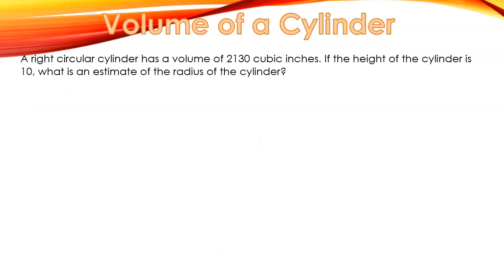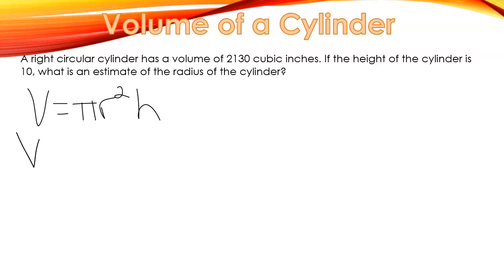We also want to talk about how to find other pieces of the cylinder other than just the volume. So in this example, the volume is given to us. It says a right circular cylinder has a volume of 2,130 cubic inches. If the height of the cylinder is 10, what is an estimate for the radius? So again, we're going to deal with V equals pi r squared h.